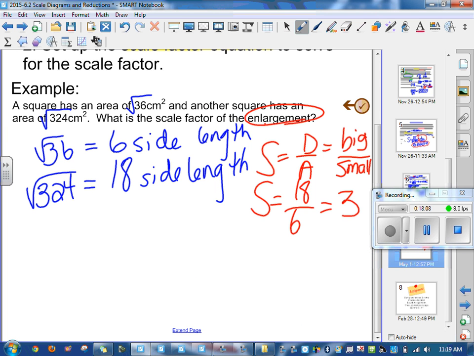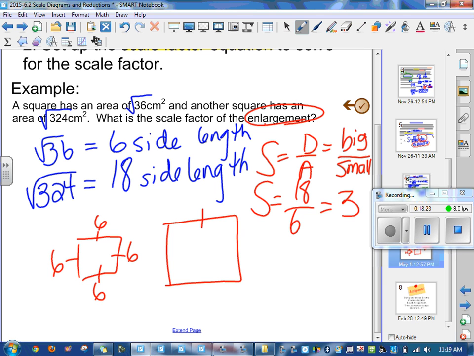Okay? So the side length, we have an area of 6. A side length of 6. We multiplied all those by 3, and we got 18, 18, 18, 18. That's what it's telling us. Okay? We took this guy here, we times it by our scale factor of 3. Okay? Any questions on this? No? All right. This ends 6.2 scale diagrams and our reduction.